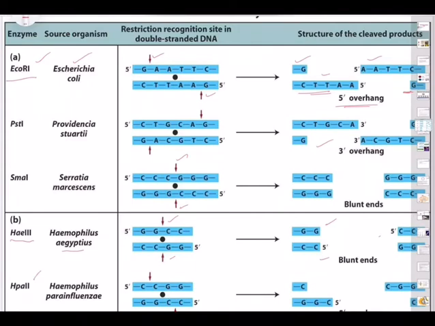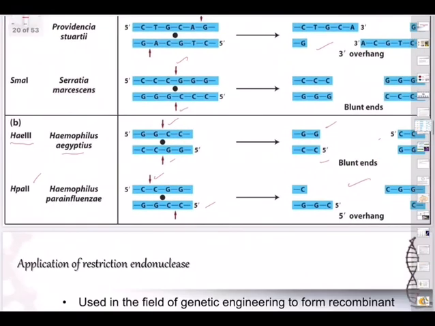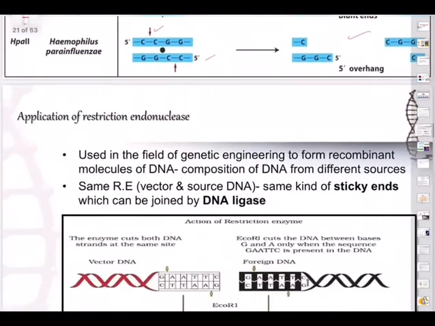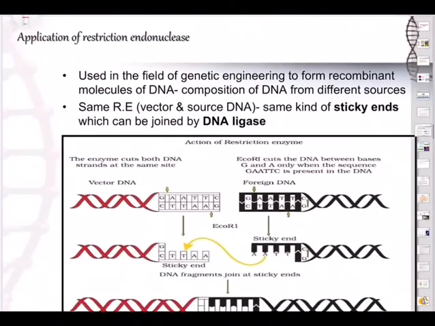Similarly HpaII, here at the site of C, cytosine, it is cutting, and here also you can see cytosine. So we are having the broken parts. So the purpose of a restriction endonuclease is to cut the DNA at a specific point.